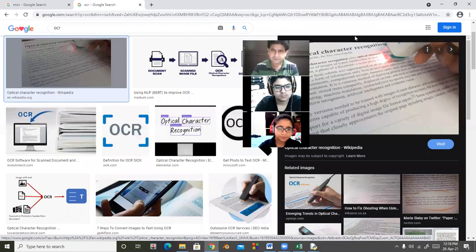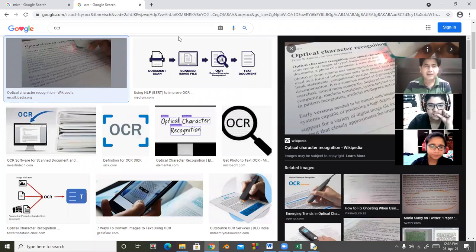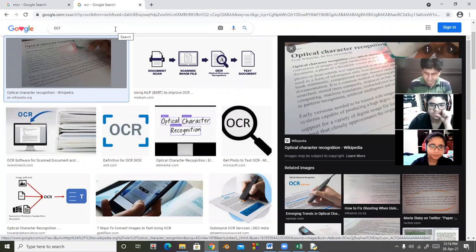Next is the light pen. A light pen is a device just like a pen. With the help of that you can draw something on the screen. It is also used for making a digital signature. When you sign somewhere, you use the light pen either on the screen or on a pad, and whatever you write on the pad is saved in the document. So this is called a light pen.